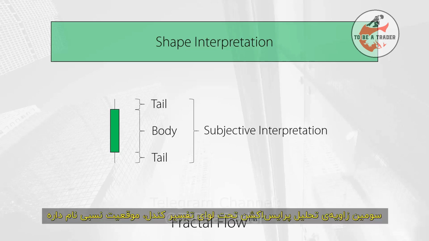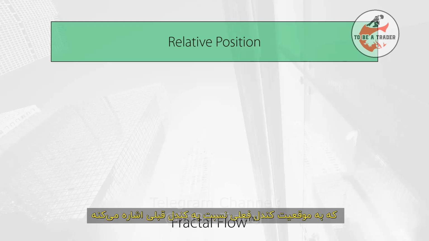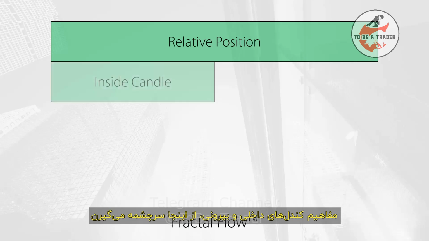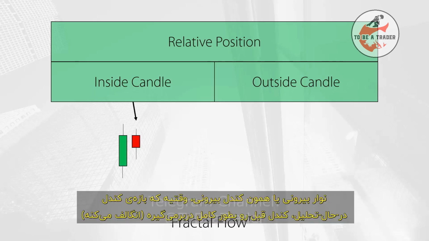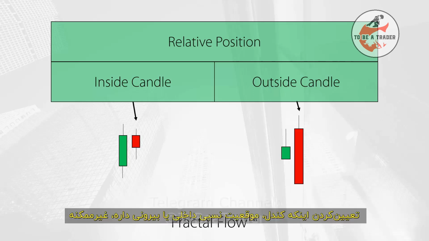The third angle of price action analysis under the light of candle interpretation is called relative position, which points to the position of the current candle in relation to the previous candle. This is where the notion of inside and outside bars comes from. An inside bar is when the entire candle being analyzed is constrained within the range of the previous candle. An outside bar or outside candle is when the range of the candle being analyzed completely engulfs the previous candle. Once again, without the temporal frame of reference, it is impossible to determine if the candle has an inside or outside relative position.